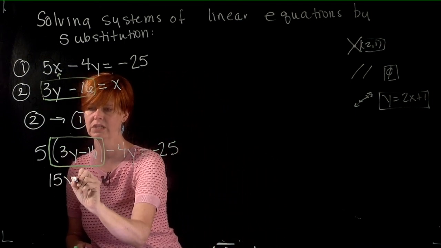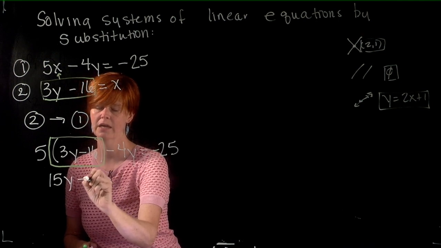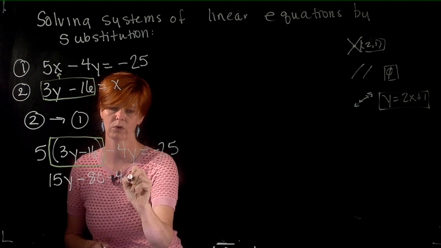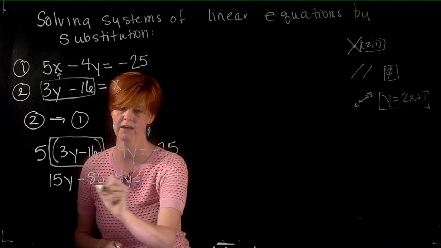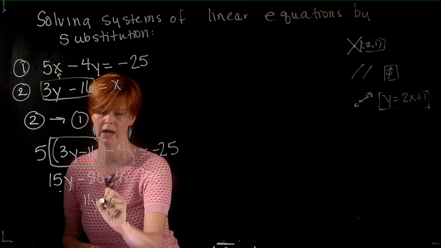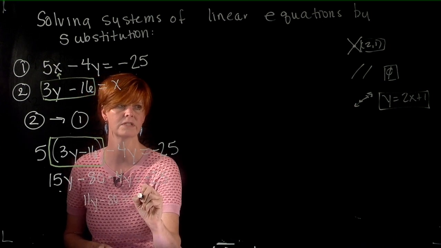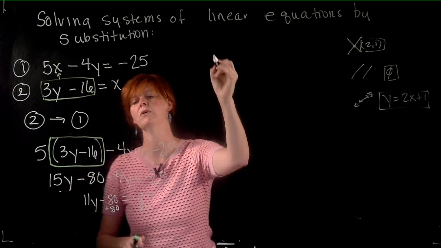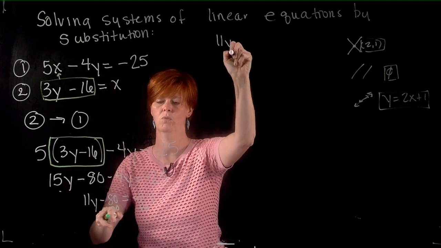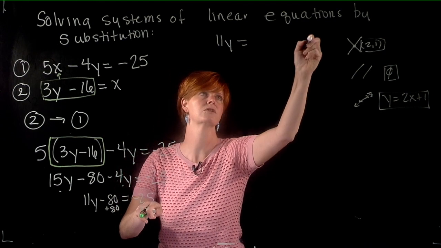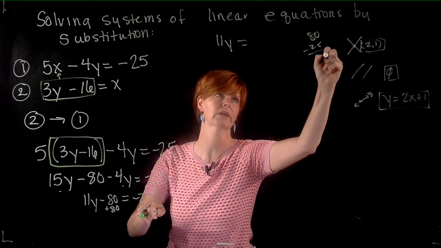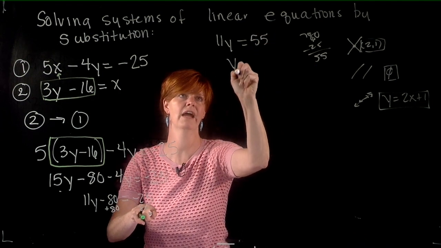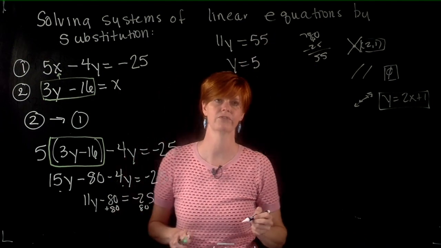5 times 3 is 15y. 5 times 16 is 75 plus 5 is 80, so 15y - 80 - 4y = -25. Like terms are 11y - 80 = -25. Add the 80. I'm going to move up here. What I have is 11y = 80 - 25, which is 55. This is looking good. Divide the 11 out, and I have the first variable: y = 5.